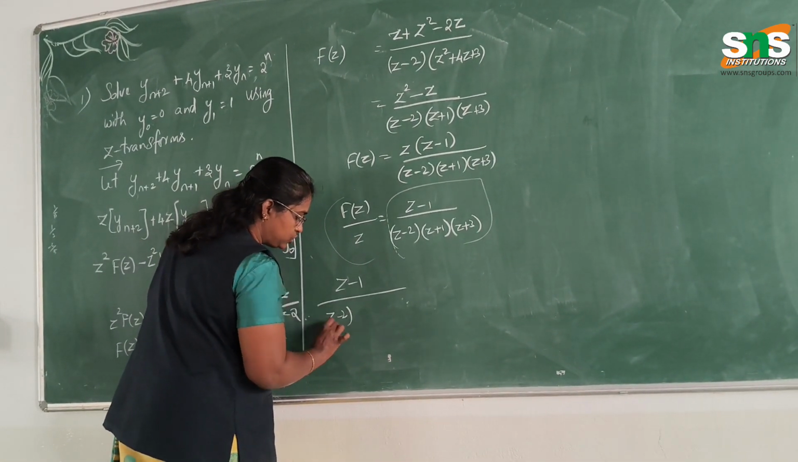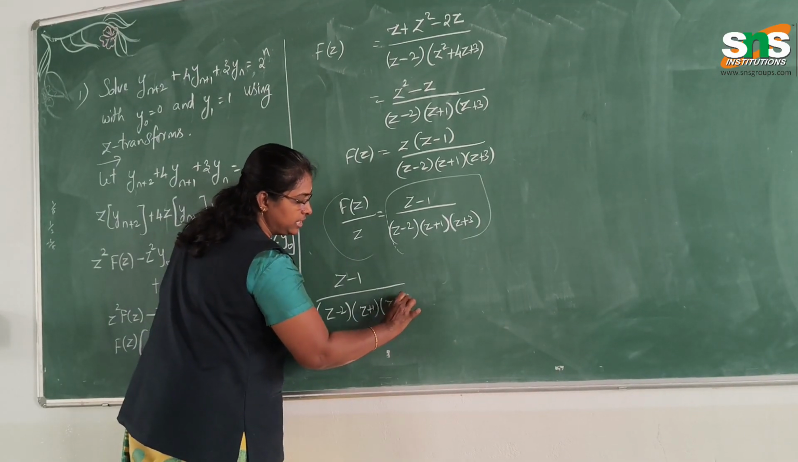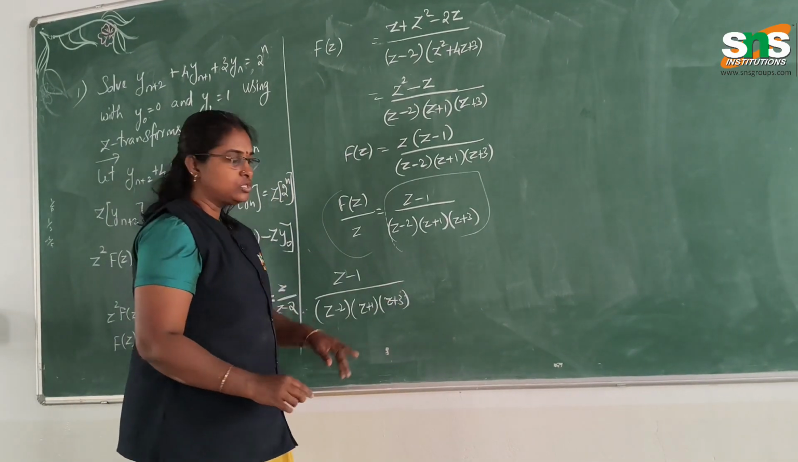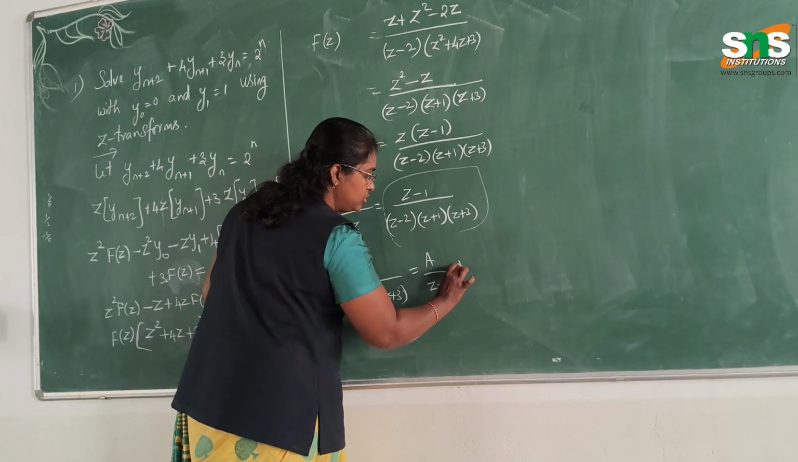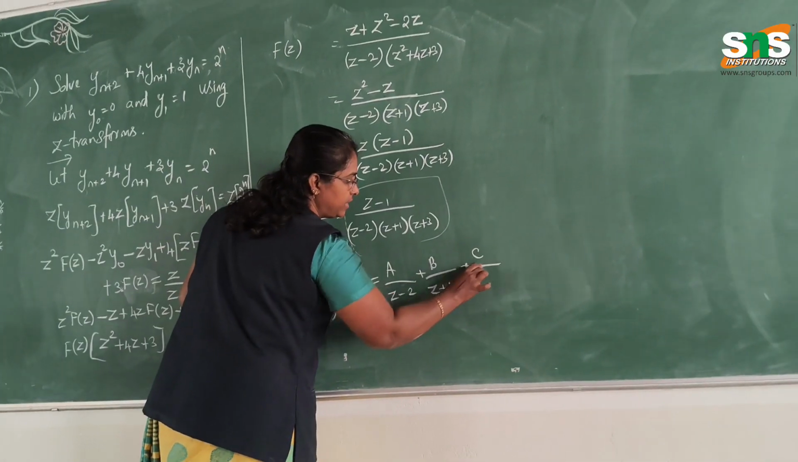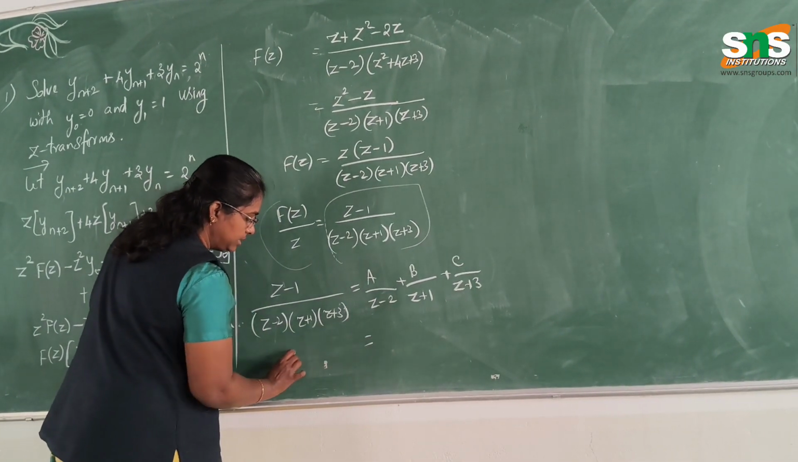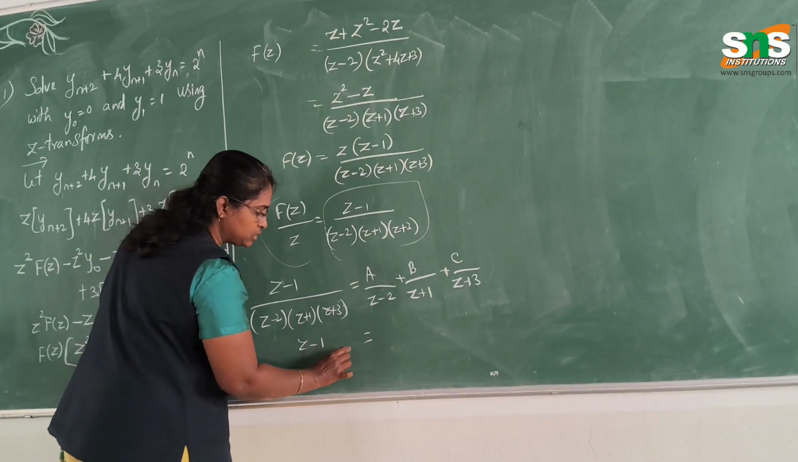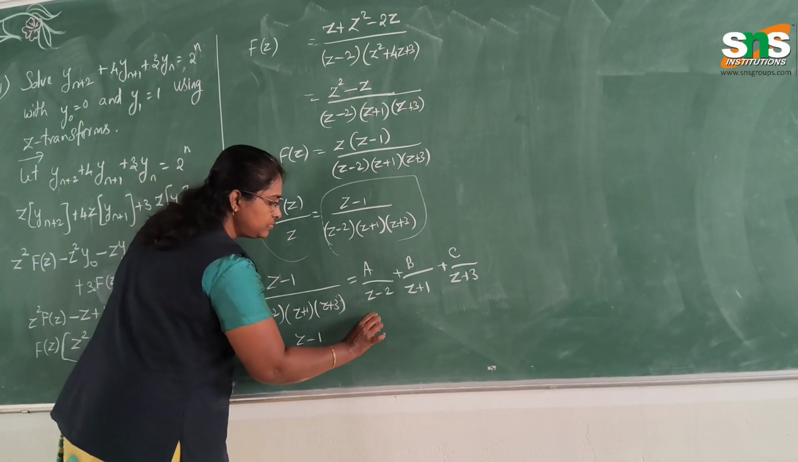So z minus 2, z plus 1, and z plus 3. Take these, so we have 3 roots. Take 3 values: A divided by z minus 2, plus B divided by z plus 1, plus C divided by z plus 3. So take the LCM. On the left-hand side we have z minus 1. On the right side, that is A into the remaining.